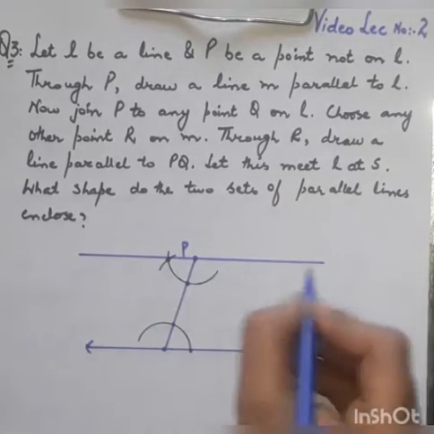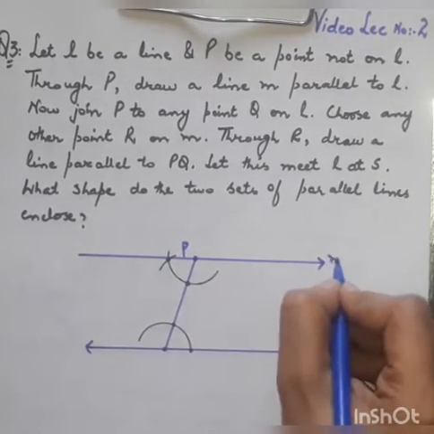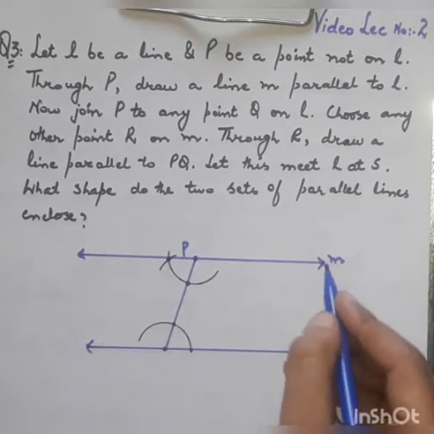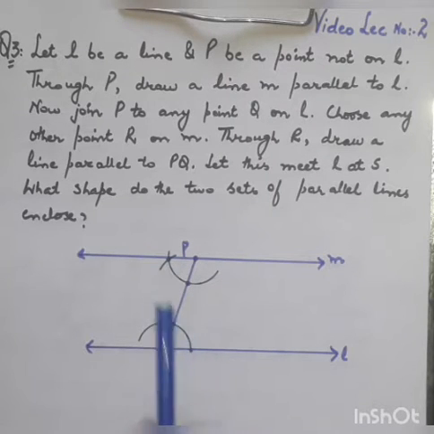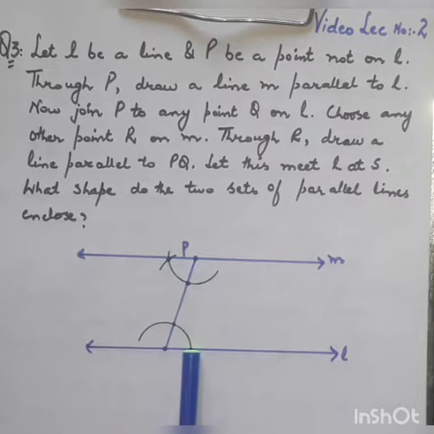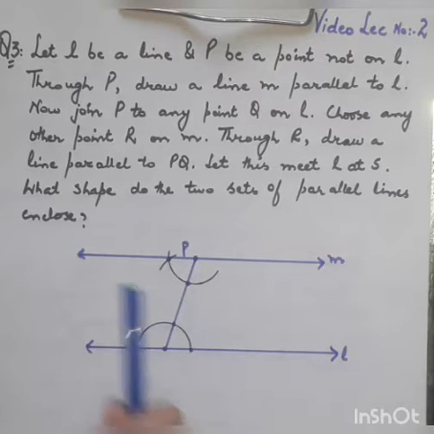So, let this line be M. So, this line M is parallel to line L as we draw the equal alternate angles. Clear? These two angles, this angle and this angle, these are equal. So, these are alternate interior angles. So, this line M is parallel to this line L.